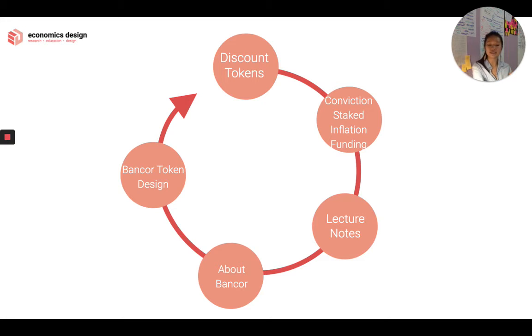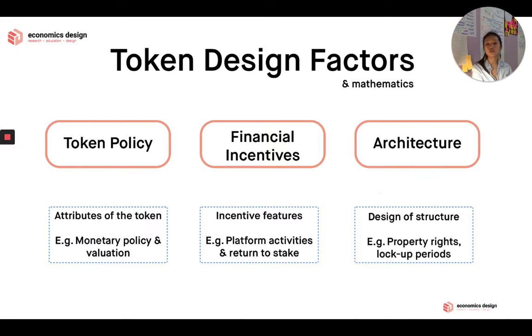Now, what is the design behind it? So remember, in design factors, we're looking at token policy, financial incentives, and architecture, and math. Token policy is the attributes of the token. We're looking at monetary policy as well as how do we value tokens. Financial incentives, we're looking at incentive features such as your platform activities and return to stake or return of investment.